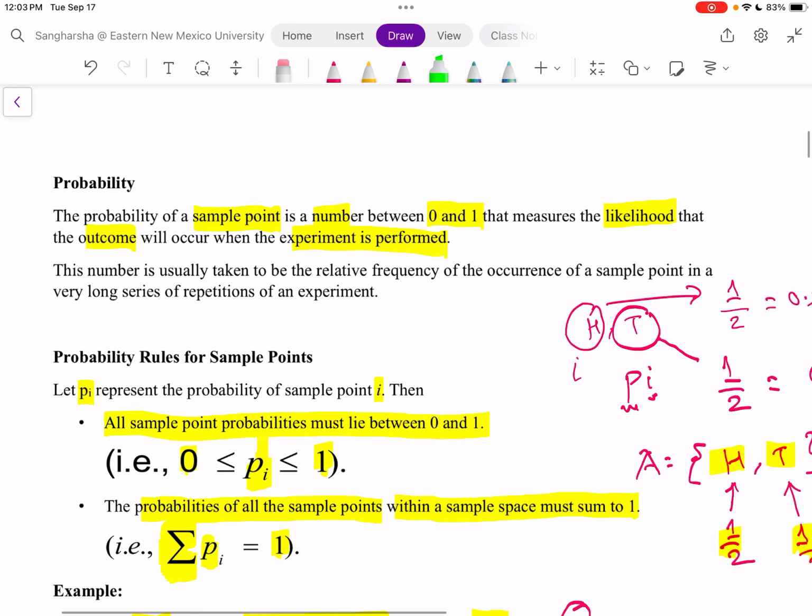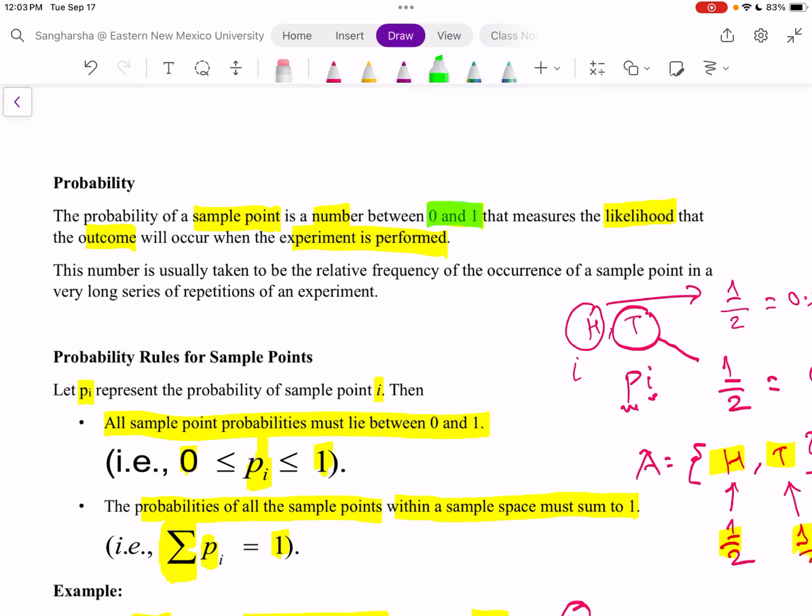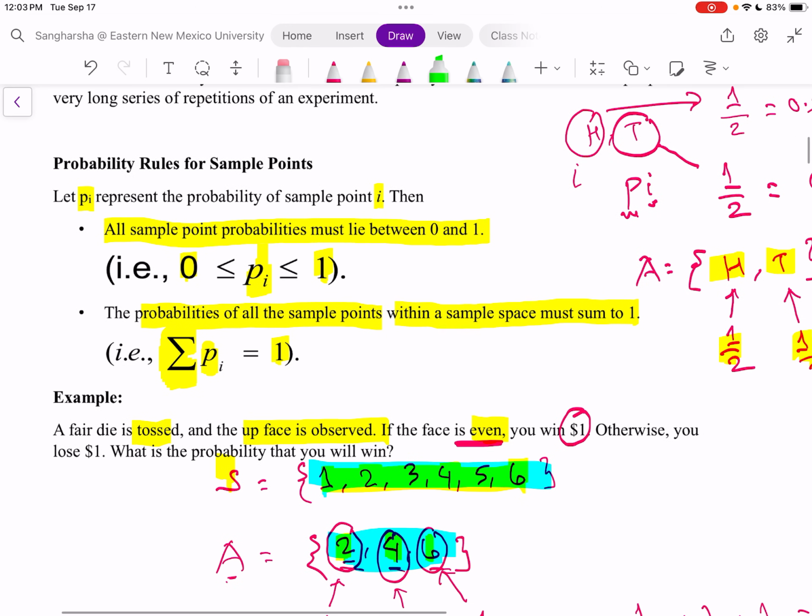The next is probability, and probability is a number between 0 and 1. Probability can be equal to 0, probability can be equal to 1, and it takes any number between 0 and 1. We measure the likelihood that an outcome will occur when the experiment is performed. That is about probability. There are two basic rules for the probability of the sample point. One is that all sample point probabilities must lie between 0 and 1. So this is the definition of probability.